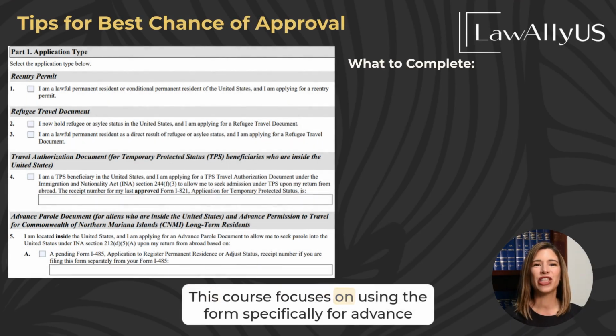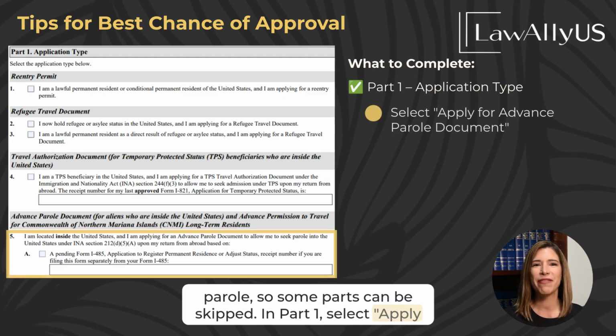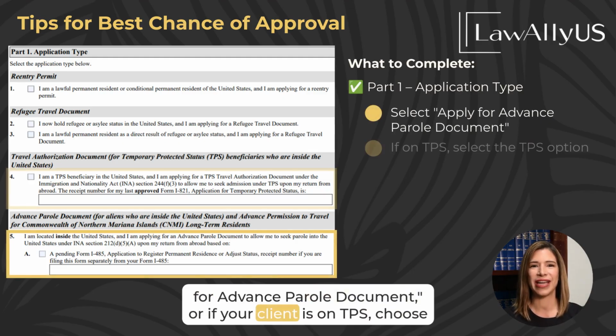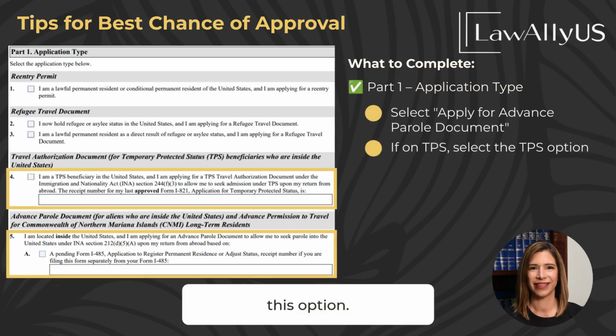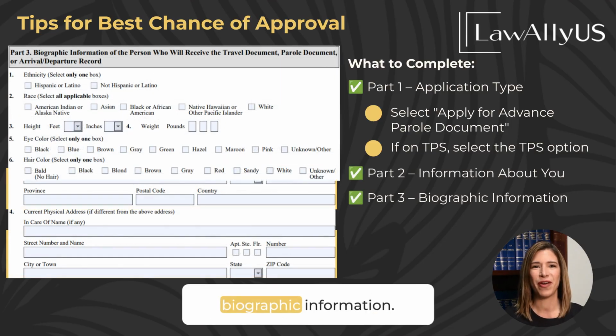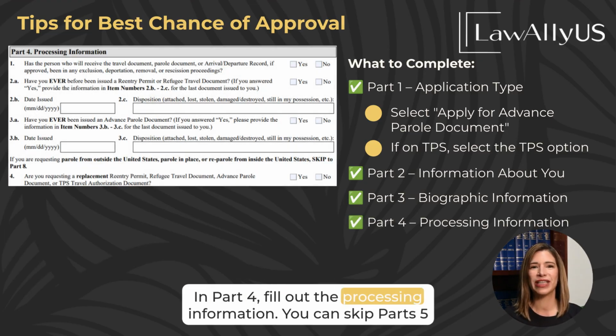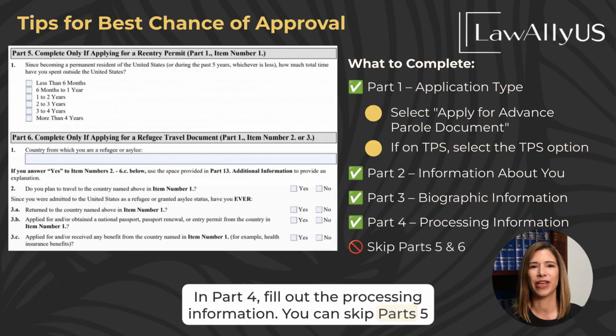This course focuses on using the form specifically for advanced parole, so some parts can be skipped. In Part 1, select Apply for Advanced Parole Document, or if your client is on TPS, choose this option. Complete all of Parts 2 and 3, which cover the personal and biographic information. In Part 4, fill out the processing information. You can skip Parts 5 and 6.